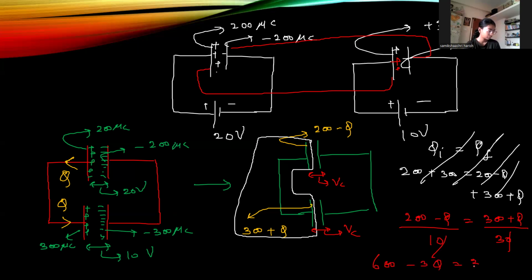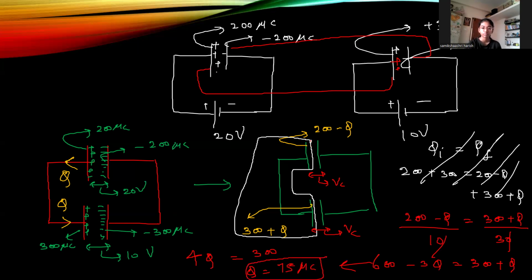What is the answer? That is 4Q is equal to 300. Then Q will be how much? Tell me. 300 by 400. How much? By 275. 75 microcoulomb.